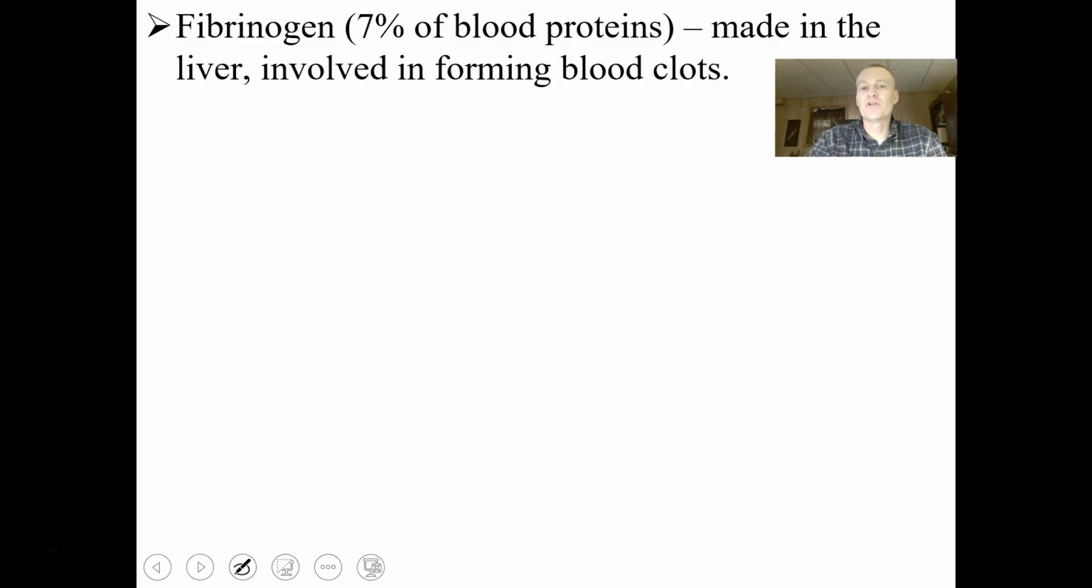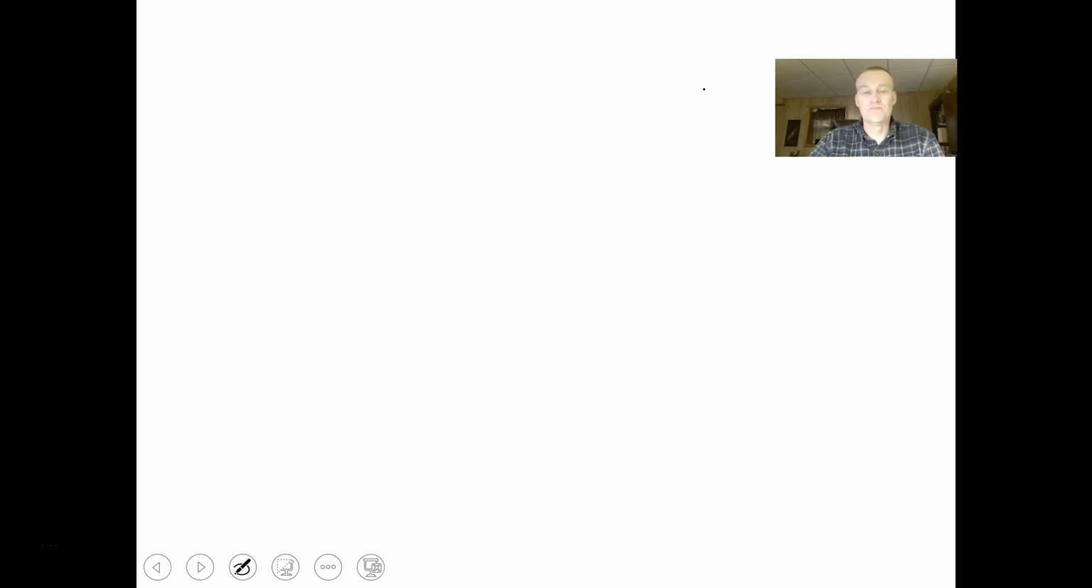Fibrinogen is a really important component of your blood plasma. It makes up about 7% of the blood proteins. It's made by the liver, and it's involved in forming blood clots. And we'll talk about fibrinogen and how it forms fibrin a little bit later on.